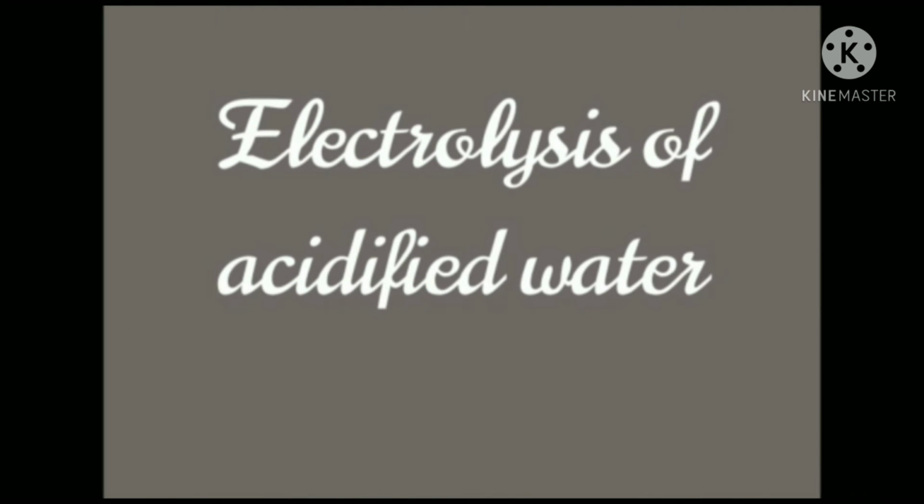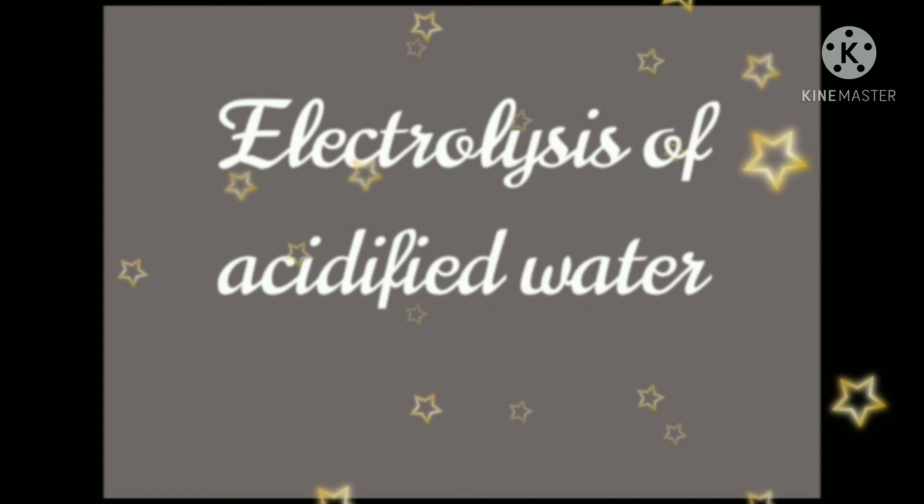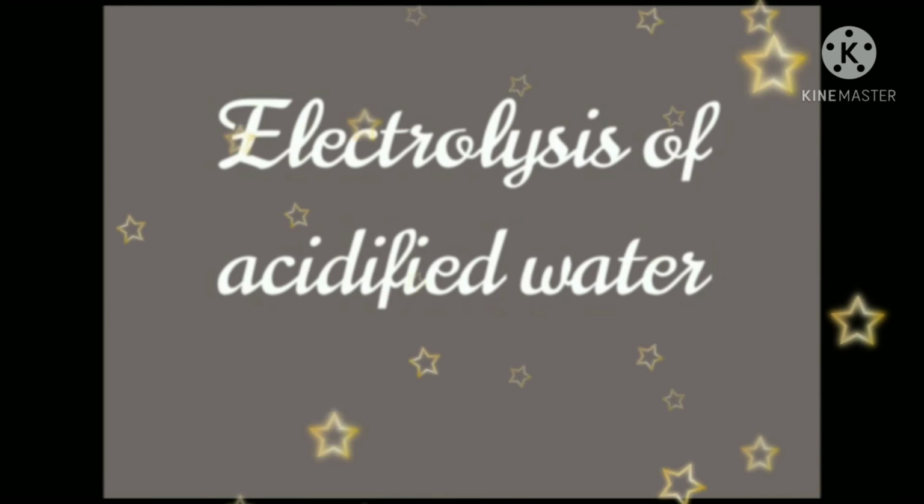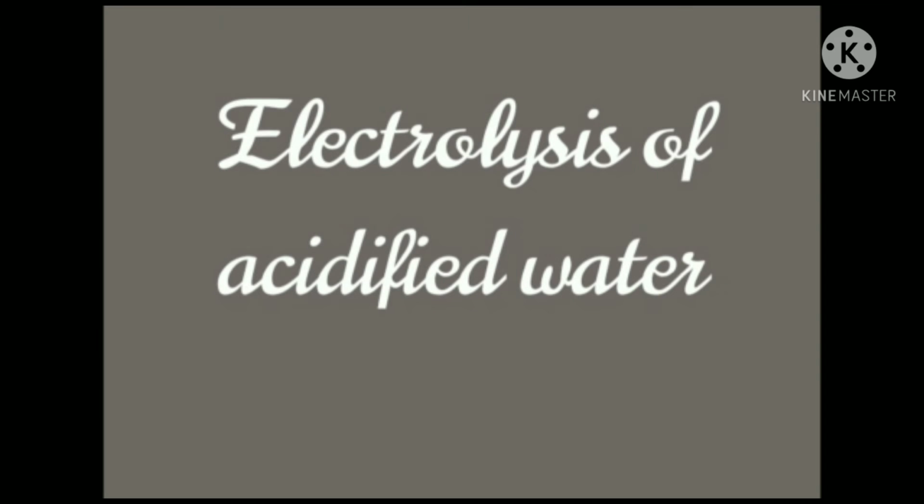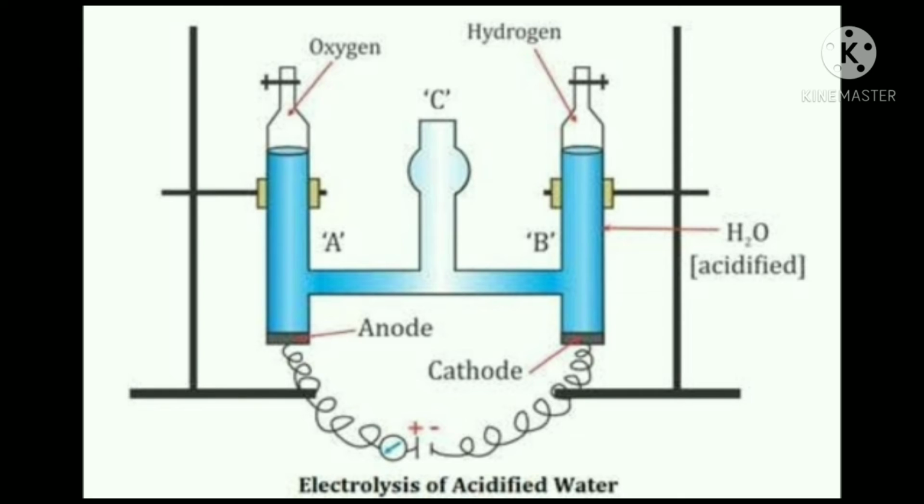Let us learn the electrolysis of acidified water. Actually, it is an electrolysis of water. For water, we will take the distilled water. So that's a pure water. Pure water is a non-conductor of electricity. It's a non-electrolyte. So how to conduct the electricity? We have to add the acid in the water. So that water is called acidified water.